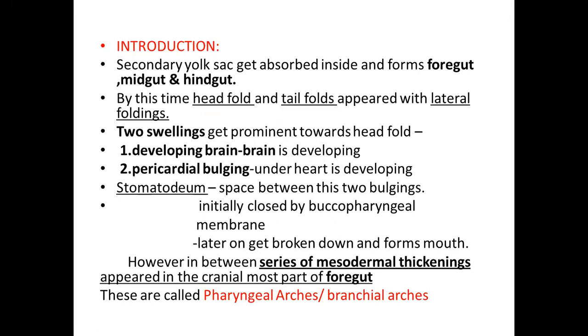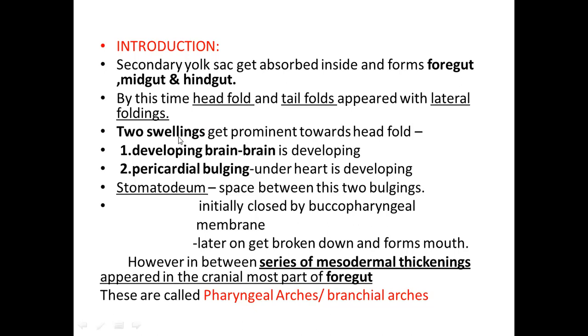Coming to the introductory part, if you remember the previous lecture series on general embryology, the secondary yolk sac gets absorbed inside and forms the foregut, midgut, and hindgut. We know that there is a primary yolk sac, which is converted into a secondary yolk sac, and that also gets absorbed within the embryo and forms the foregut, midgut, and hindgut. By this time, head fold and tail fold appear with lateral folding. So various foldings take place: head fold, tail fold, and lateral folds in the stages of development of the embryo.